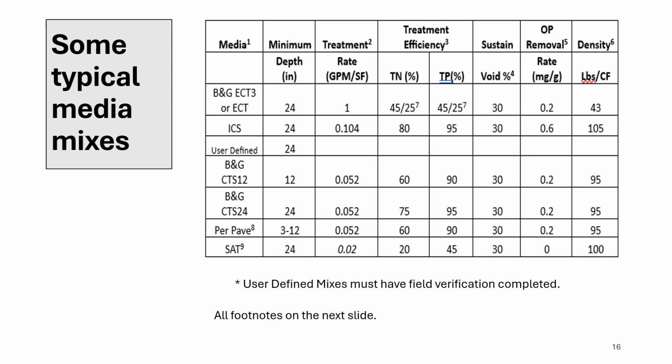For the ECT and ECT3 media types, removal performance is actually a function of the influent concentration, and specifically the ratio of particulate concentration to total concentration coming into the system. That relationship is important to keep in mind when evaluating performance expectations for those media. If none of the standard mixes fit your application, BMPFast does allow you to define your own custom media using the user-defined input option. However, any user-defined mix requires that field verification be completed before those removal claims can be considered valid. The footnotes referenced on this slide are listed in full on the following slide.